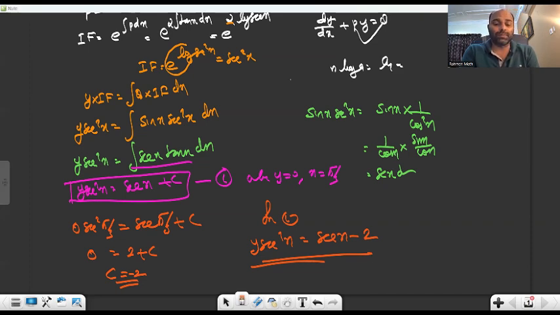And today your regular schedule, no, I made it early. y sec square x equal to sec x minus 2. This is what is required, the particular solution.